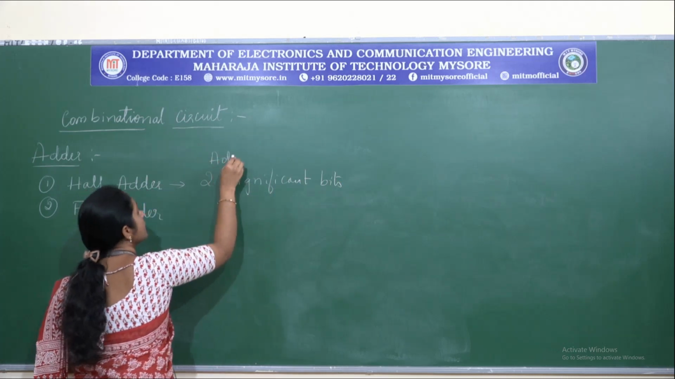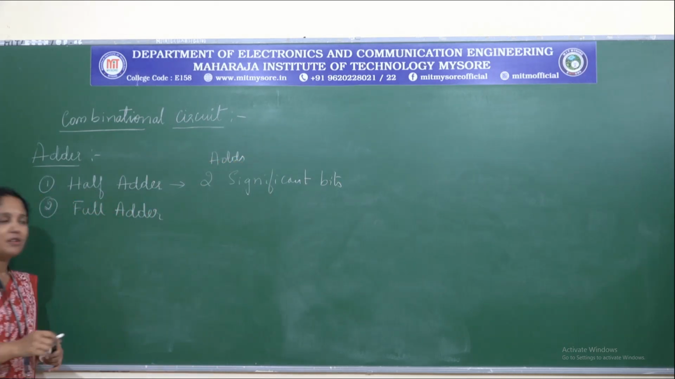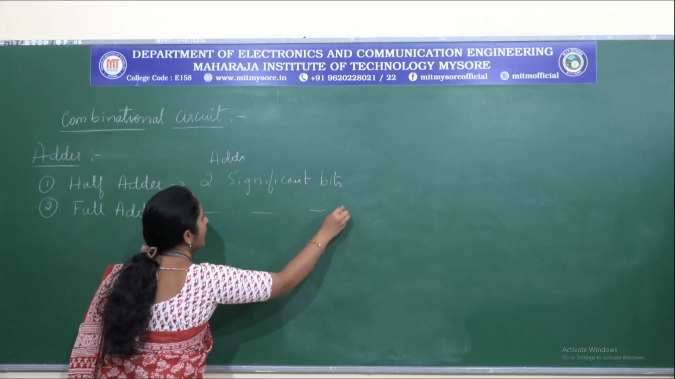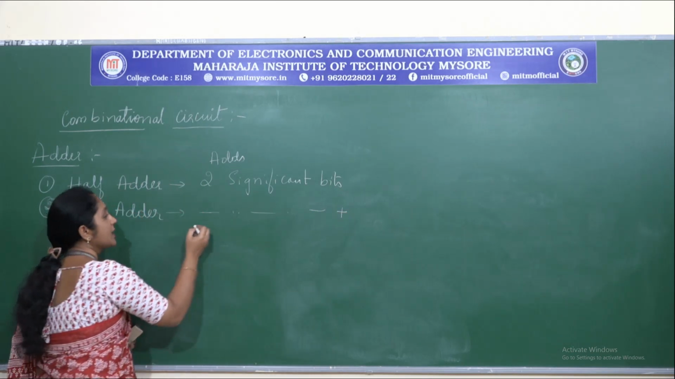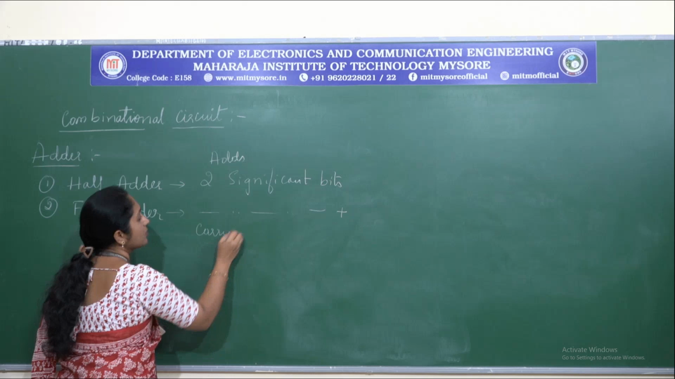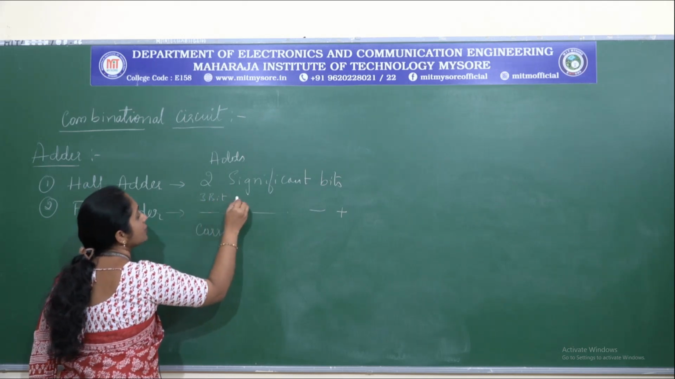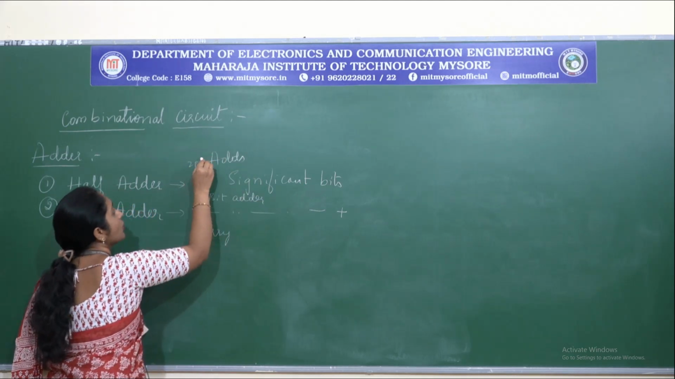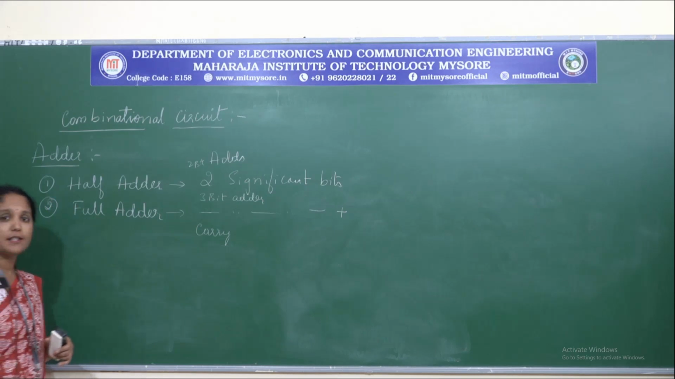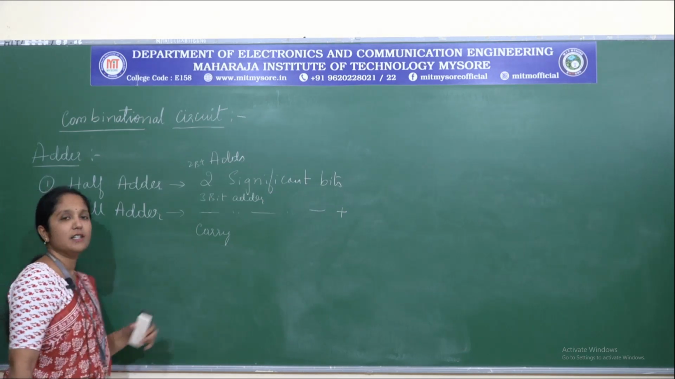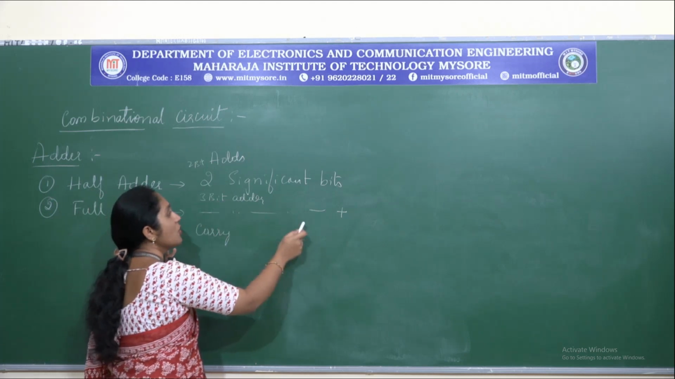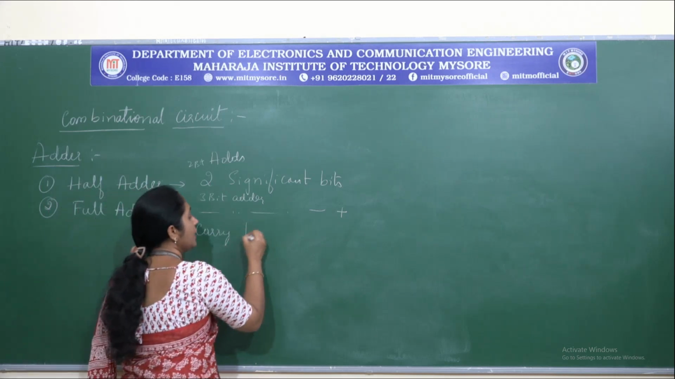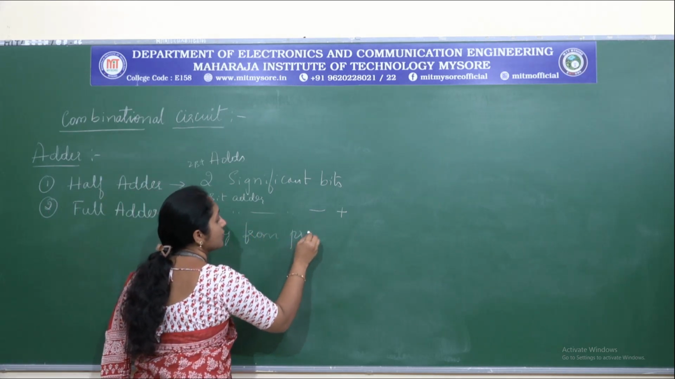Whereas the full adder is also meant for adding 2 significant bits, and along with that it is going to consider one more bit, that is the carry from the previous stage. So it is a 3-bit adder, and the half adder is a 2-bit adder. It adds only 2 significant bits and does not consider the carry. But the full adder is a 3-bit adder. It considers the 2 significant bits as well as the carry from the previous stage addition.